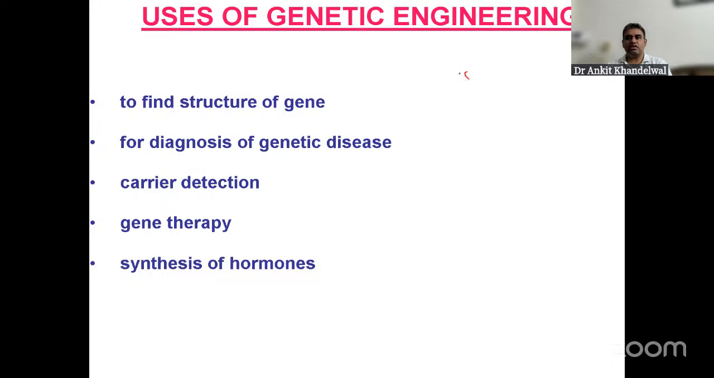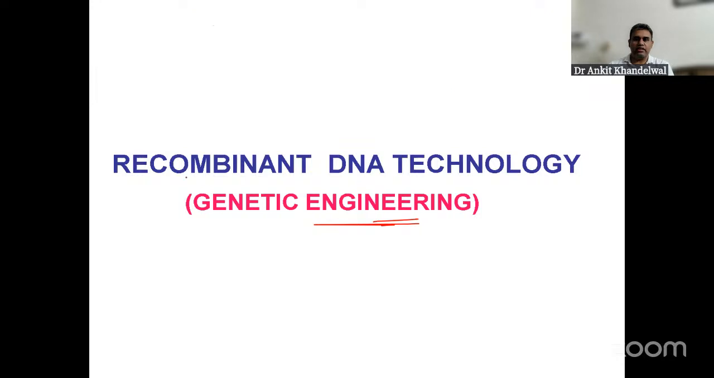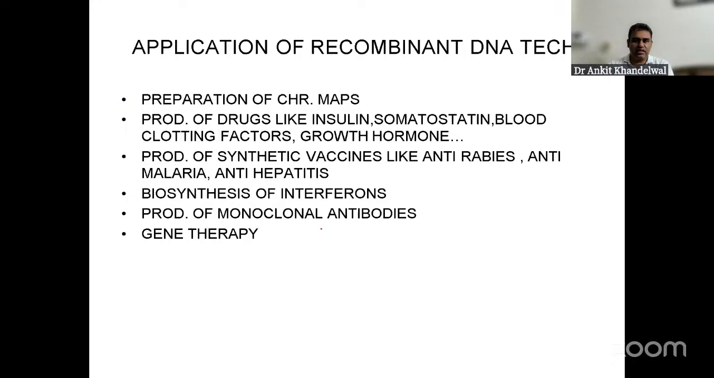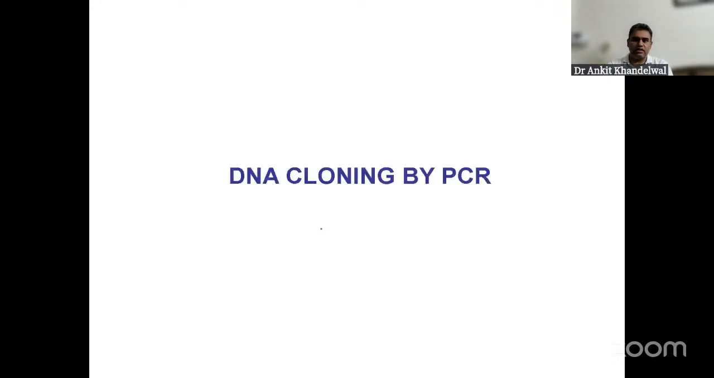Just take a screenshot so that you have something to write. This recombinant DNA technology is genetic engineering. What are its uses? To find the structure of a gene, diagnose disease, carrier detection, gene therapy, and synthesis of hormones. For applications, again you can take a screenshot and understand. DNA cloning; PCR is polymerase chain reaction, which is a different thing altogether.